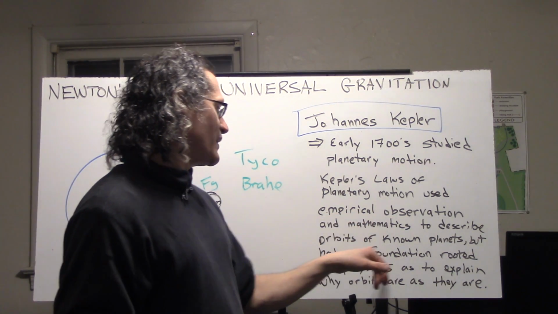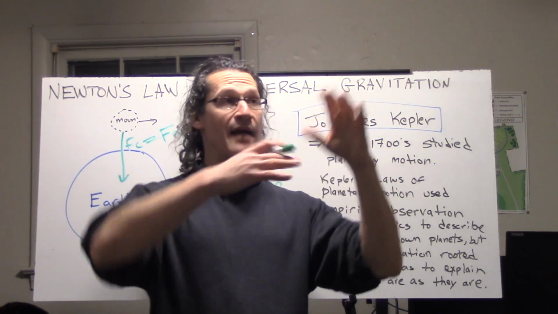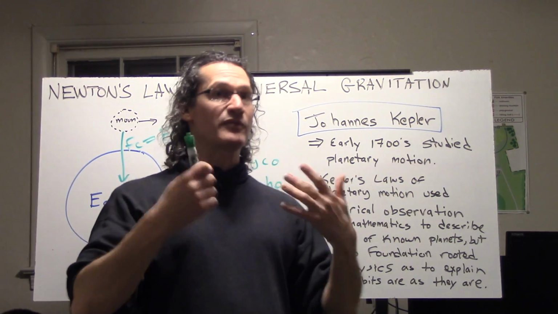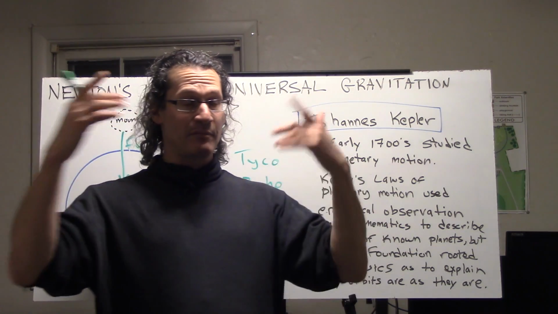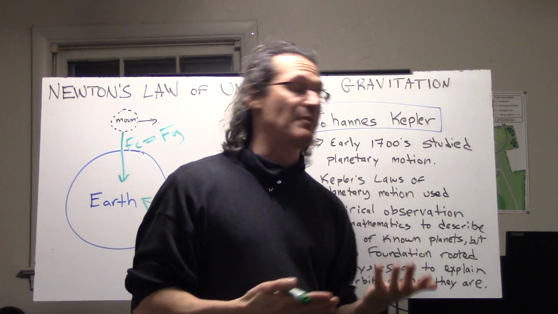And so what he did is create a mathematics that accurately described the motion of the planets, so that he would look and be able to predict exactly where they would be based on some of the data that he fit into mathematics.